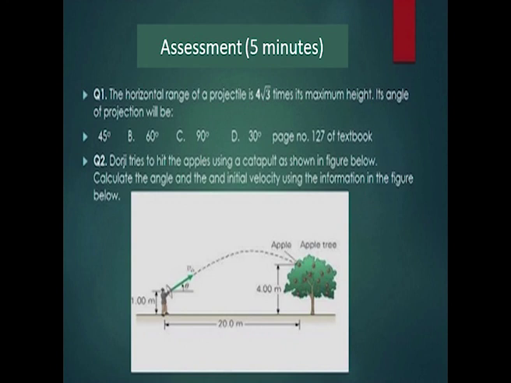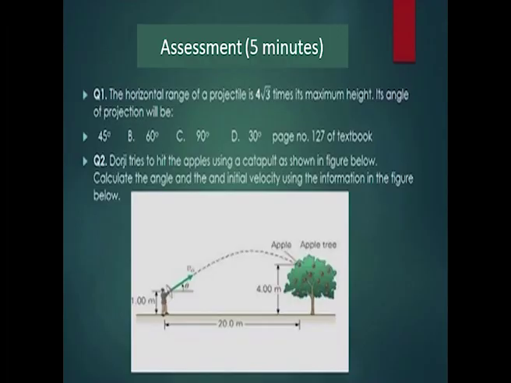In the first part of the assessment, I have given you one question from your textbook. This lesson is taken from the class 11 syllabus. You will find this question in the MCQ section, page number 127. The options and the answers are given. Just find out whether you are able to get the accurate result. The first question states that the horizontal range of the projectile is given, and using this concept you are supposed to calculate its angle of projection. Just give it a try.